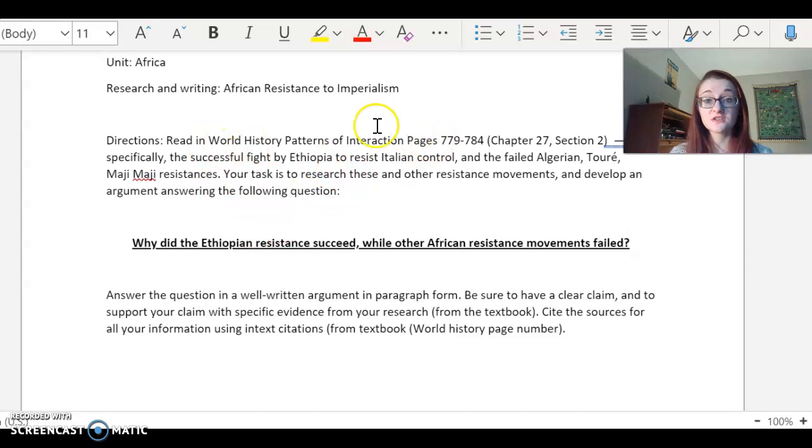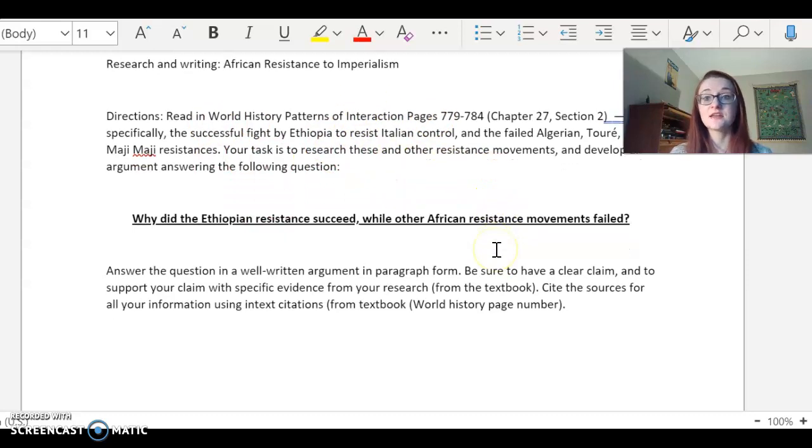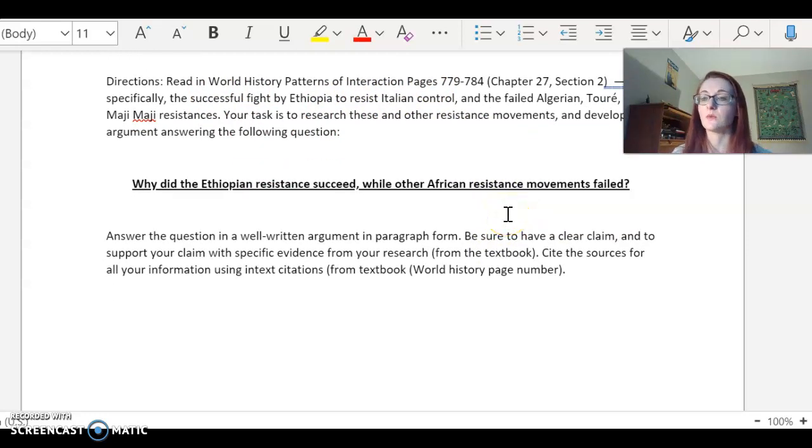So you're going to research these resistance movements, and then you're going to answer this question in a well-developed paragraph. It's kind of, I don't want to say an essay because you're not writing an essay, but it's a mini explanation. Think of the Article 9 activity that we did, or actually there's a whole bunch of activities that we've done that's very, very similar. Even the Korean debate. So the question is, why did the Ethiopian resistance succeed while other African resistance movements failed?